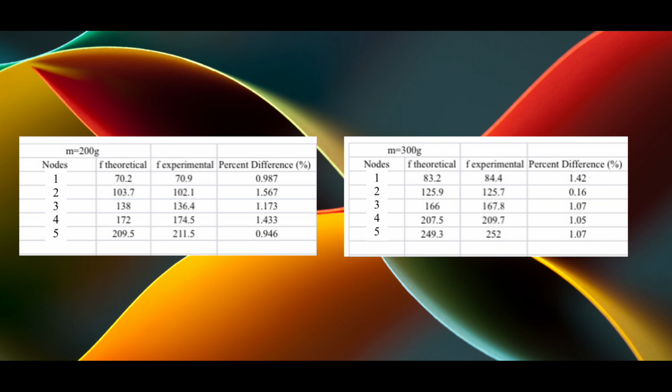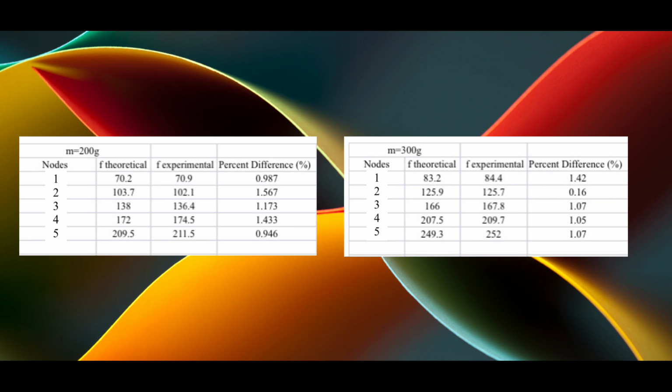and 2 nodes were formed when the frequency was 125.7 Hz. 3 nodes were formed when the frequency was 167.8 Hz. 4 nodes were formed when the frequency was 209.7 Hz. Lastly, 5 nodes were formed when the frequency was 252 Hz.